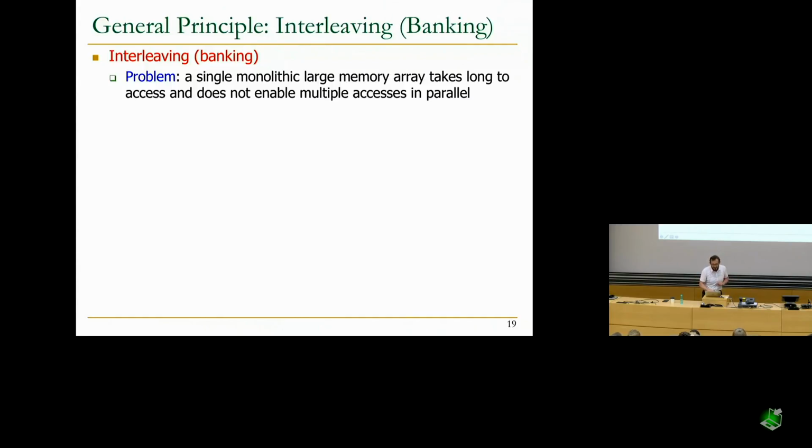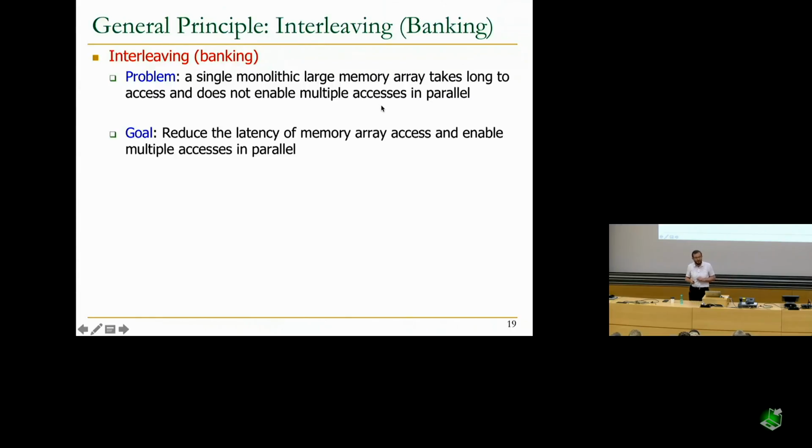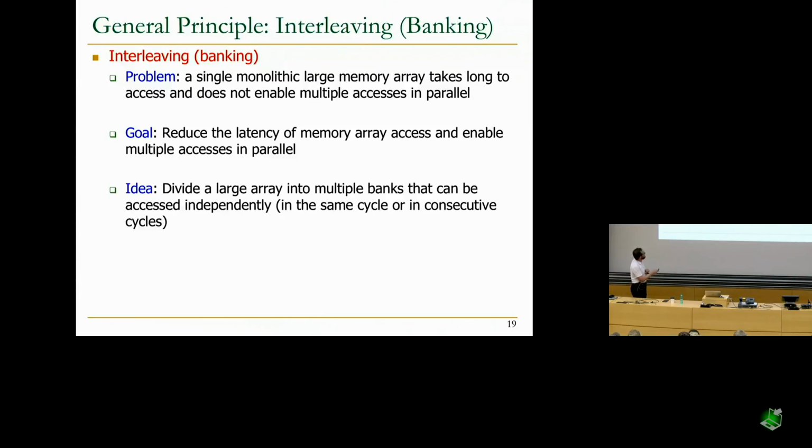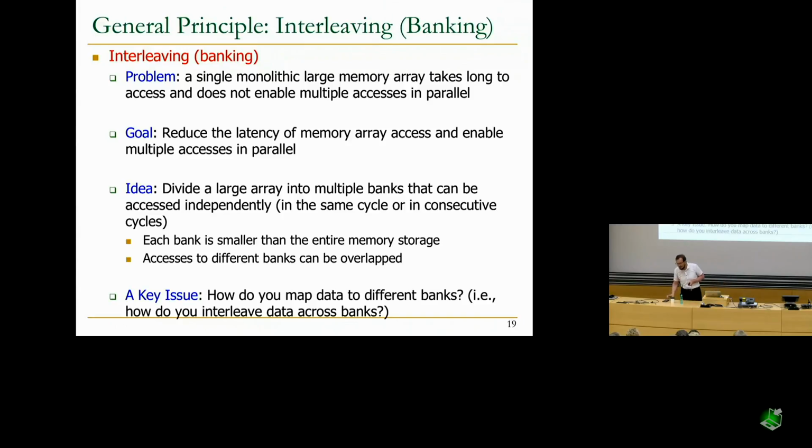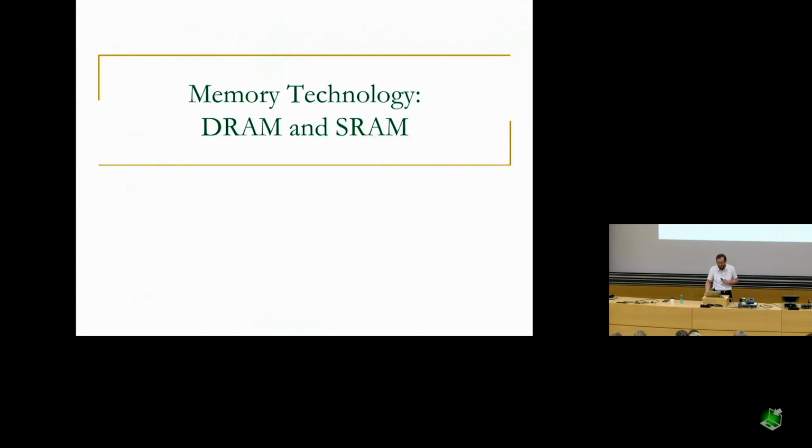Basically, a single monolithic large array takes too long to access and doesn't enable multiple accesses in parallel. To reduce the latency of memory array access and enable multiple memory accesses in parallel, we divide a large array into multiple banks that can be accessed independently, either in the same cycle or in consecutive cycles. And we've discussed this when we talked about Cray 1's bank system. Clearly, each bank is smaller than the entire memory storage, and accesses to different banks can be overlapped. So there's a key issue which we have discussed at that time, and that key issue was how do you map data to different banks, right? I.e., how do you interleave data across banks?